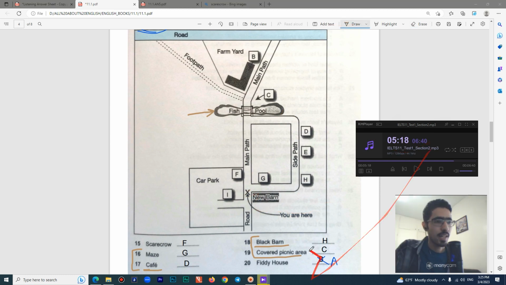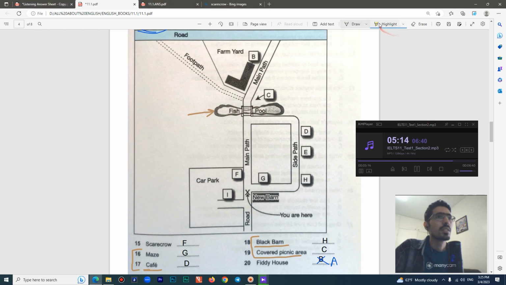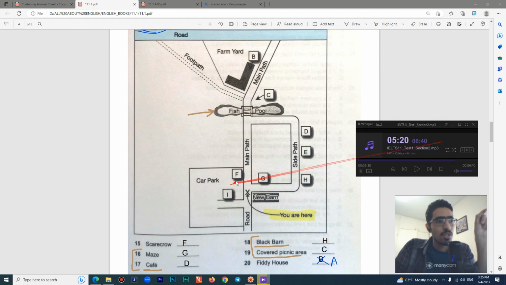Covered picnic area is the one we're looking for, number 19. Covered means with a ceiling. Or if you'd prefer a covered picnic area, there's one near the farmyard, just after you cross the bridge. Just after you cross the bridge.